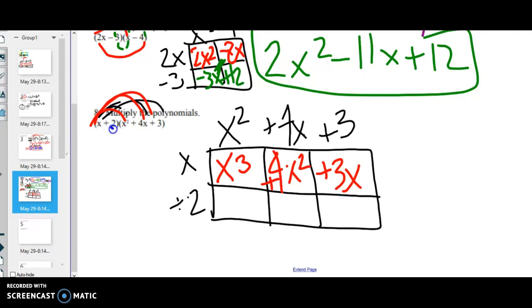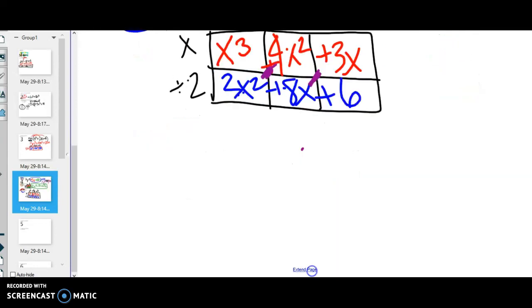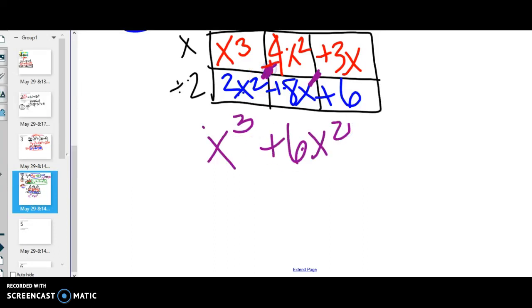Okay, now you got to do the 2 times everything. So 2 times x squared is 2x squared. 2 times 4x is positive 8x. And then plus 6 as I do the 2 times the 3. Now do you see that stuff kind of goes a little bit crooked here? You can combine like terms as we go to the side. So let's see, I now have x to the third plus 6x squared, because I went right there together. And then everything's plus, so plus 11x and plus 6.